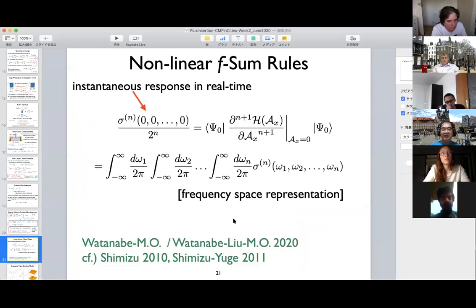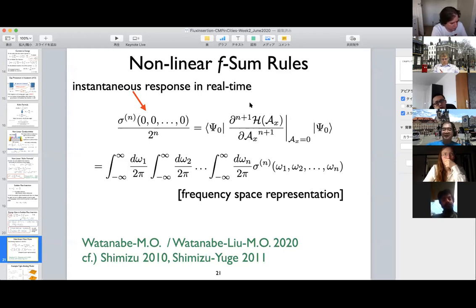Then you find the relation between this instantaneous response, so the zero time delay nonlinear conductivity, to the n+1 order derivative of Hamiltonian with respect to the vector potential, then set vector potential to 0. Then you take the expectation value of this guy by the original ground state.